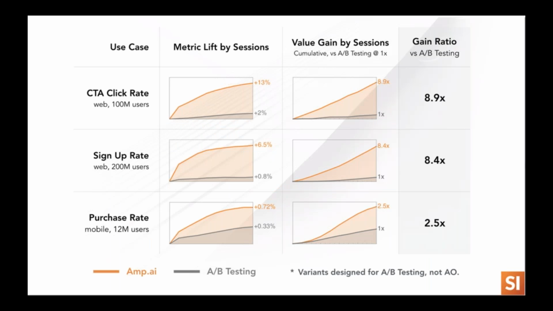A couple of examples of different use cases and the types of value gain we were able to see relative to A/B testing. We worked with a large media business with about 100 million monthly active users, and we saw relative to their A/B test that they were running about a 9x improvement by using reinforcement learning. Another business with 200 million monthly active users saw massive improvements to their sign-up rate relative to A/B testing. And another business, a digital retailer that was mobile first, with about 12 million monthly users, saw their purchase rate improve by about 250% relative to A/B testing.